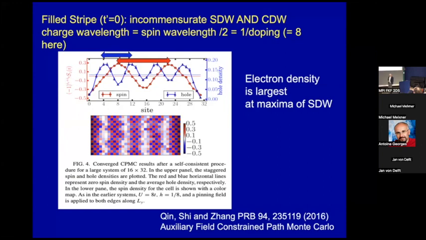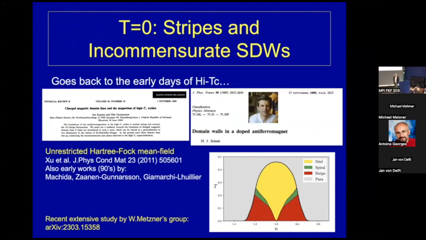So stripes are not particularly new. In fact, I consider it to be a triumph of just unrestricted static mean field or Hartree-Fock theory to have predicted back in the day, very early on after the discovery of high-Tc, that stripe ordering would take place in the ground state of the two-dimensional Hubbard model. There are many beautiful papers by a number of authors from 30 years ago that have documented that. One of the ones that I like particularly is this beautiful paper by the late and much regretted Heinz Schulz.